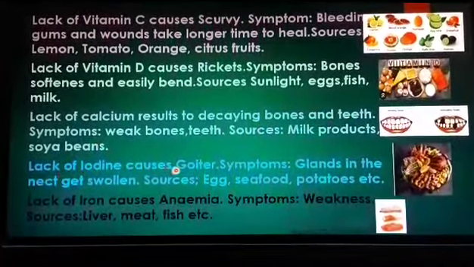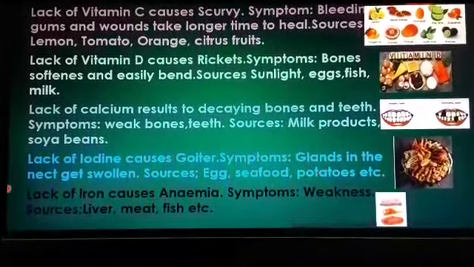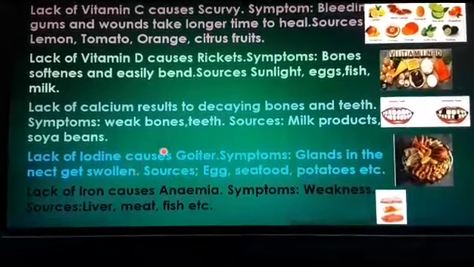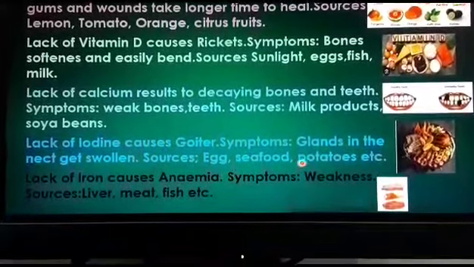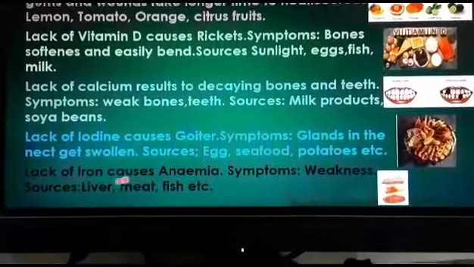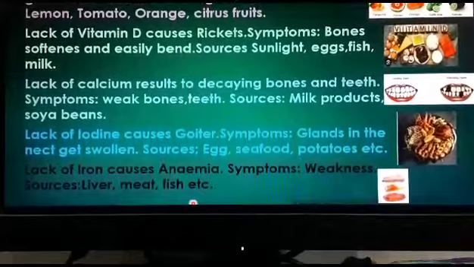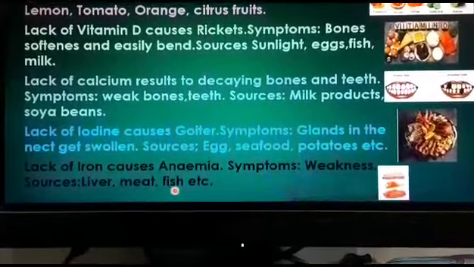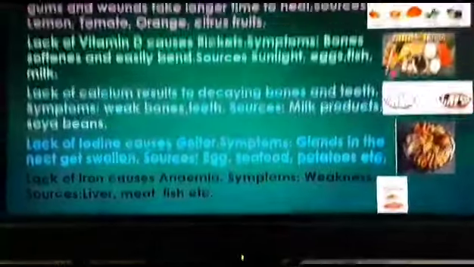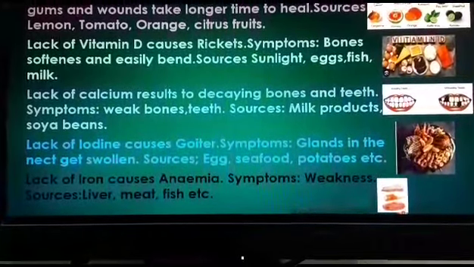Lack of iodine causes goiter. Symptoms are glands in the neck get swollen. Sources: egg, seafood, potatoes, etc. This is seafood. Lack of iron causes anemia. Symptoms: weakness. Sources: liver, meat, fish, etc. This is the meat, fish, and liver.